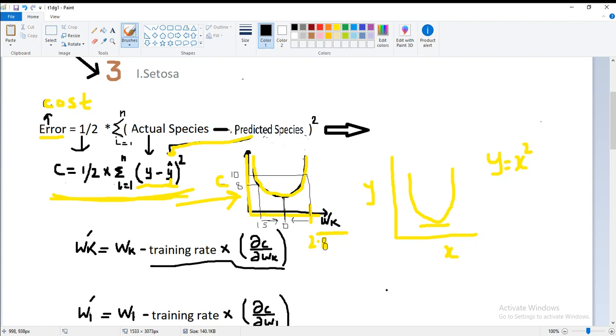Now wk is a general form of weights here. When we'll be calculating the weight, we'll be calculating this equation separately for every weight. So what is training rate? Training rate is the rate at which we want this weight to be updated.